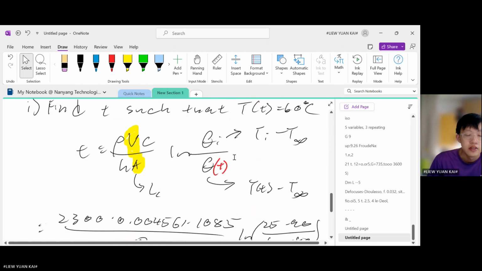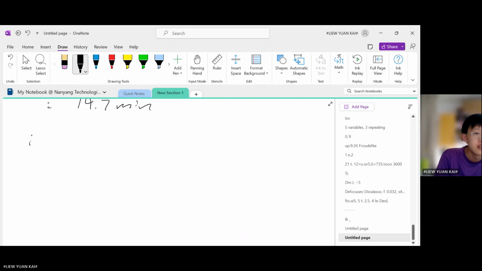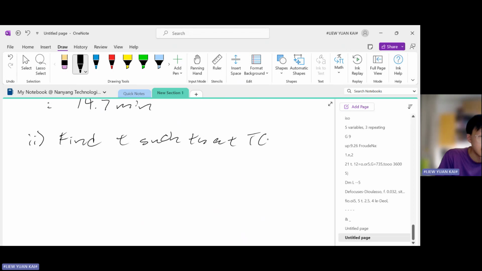Okay, so what's the second question asking? The second question is asking find T such that temperature at T is equal to 35 degrees Celsius.